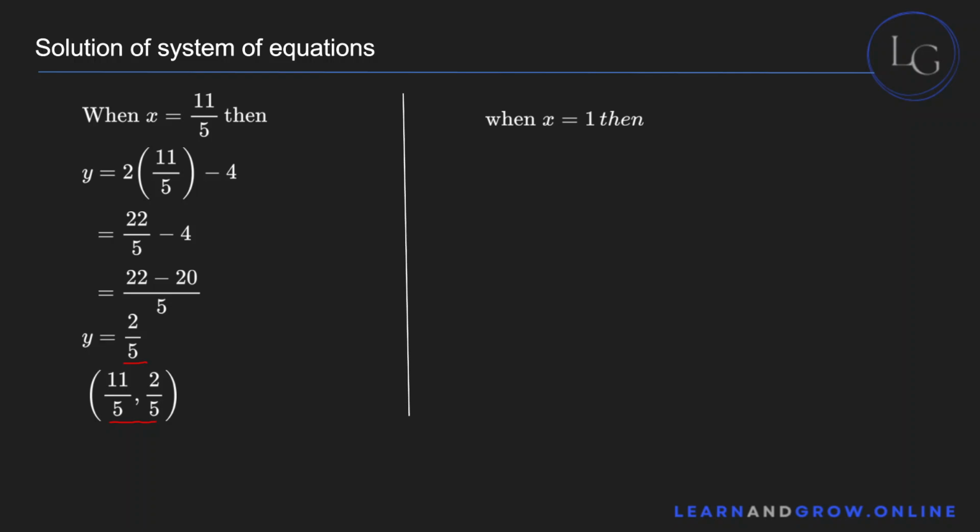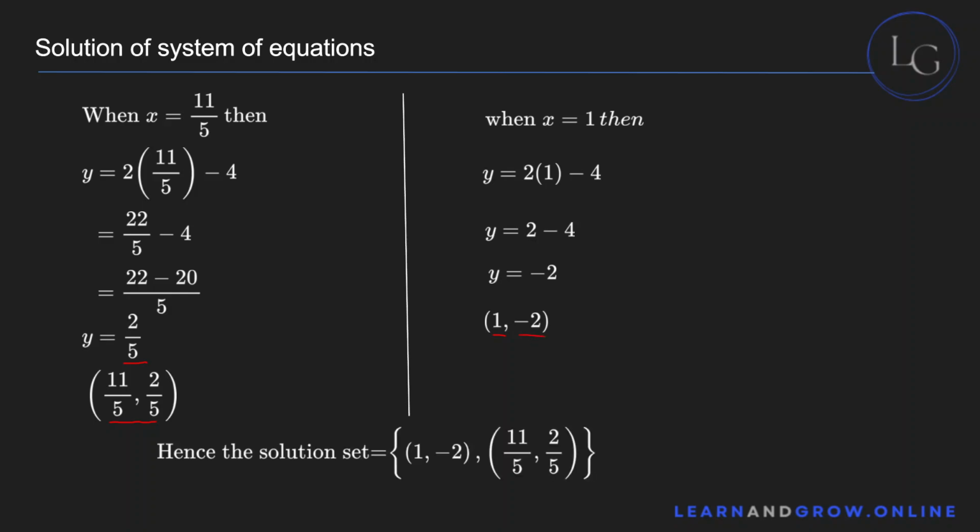And similarly, for x is equal to 1, you'll put that into y is equal to 2x minus 4. And upon solving it, you'll get this solution set. When x is equal to 1, y is equal to minus 2. And now you have this solution set, this complete solution set, where you have these two.